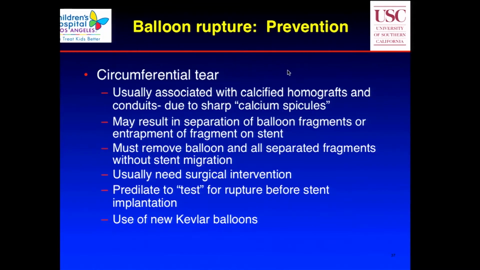Circumferential tears are a problem. So anytime there's calcium, I always pre-dilate to make sure the balloon doesn't break. If the balloon breaks, you don't want to do it with the stent in place. So always make sure of that.